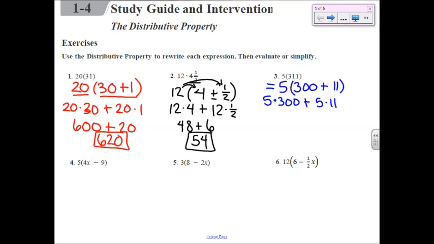Five times 300, I do 5 times 3 is 15. And then count my zeros. I have 2, so I put 2 at the end. 5 times 11 is 55. And then I add those together, so I get 1,555.